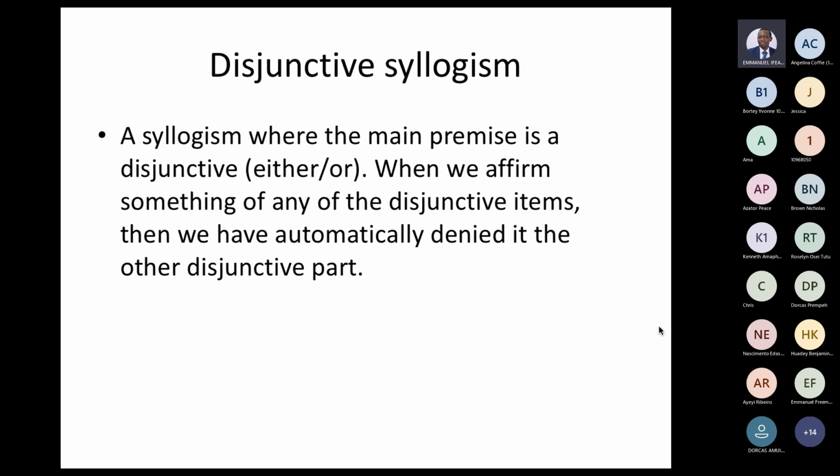Now let's look at the last form of valid deductive reasoning. Disjunctive syllogism. This is a syllogism where the main premise is a disjunctive, an either-or. When the main premise is a disjunctive, an either-or statement, when we affirm something of any of the disjunctive items, then we have automatically denied it of the other disjunctive part.